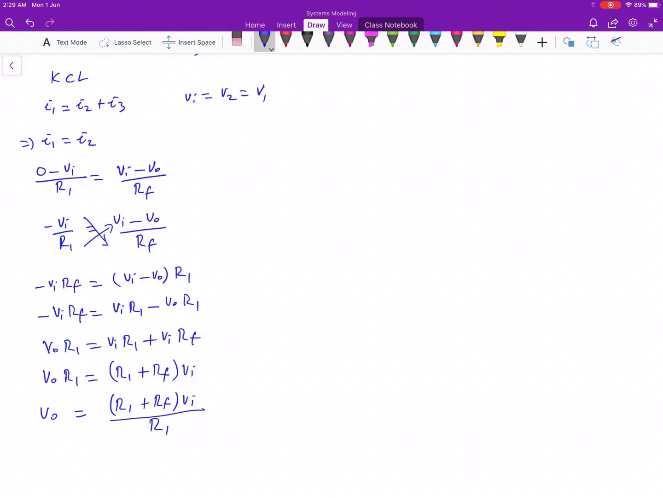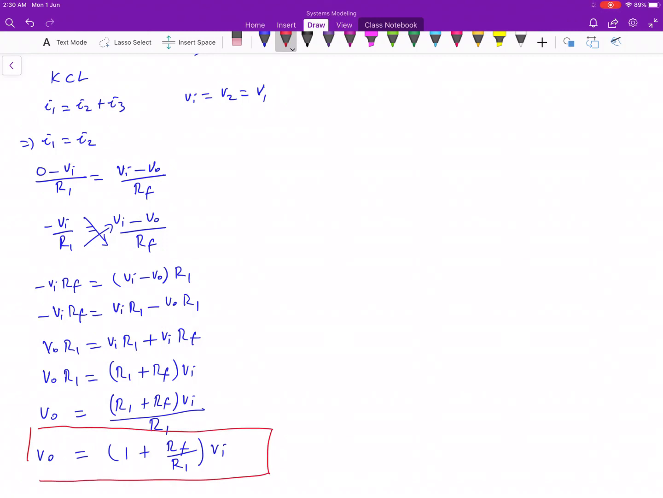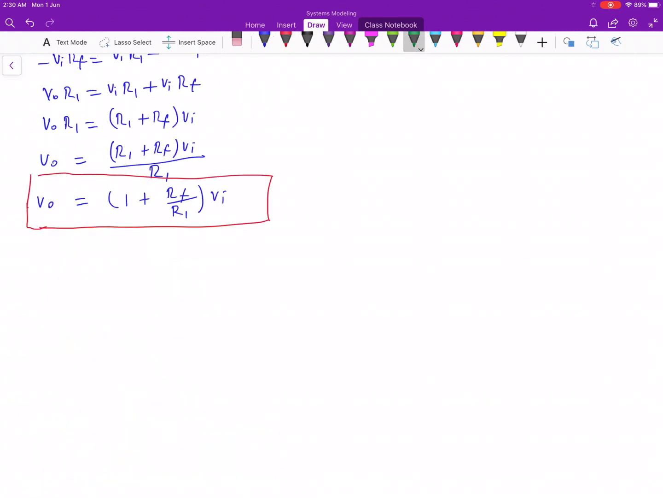And this can be further simplified as V naught is equal to 1 plus Rf over R1 times Vi. So this is our V naught equation. We can see that V naught will never be below Vi. It is always equal to Vi or higher and positive. So if you are trying to reduce a voltage, it's not a good idea to use this circuit because it's either going to be equal or it's going to be increasing.